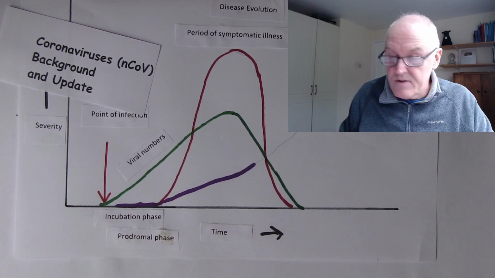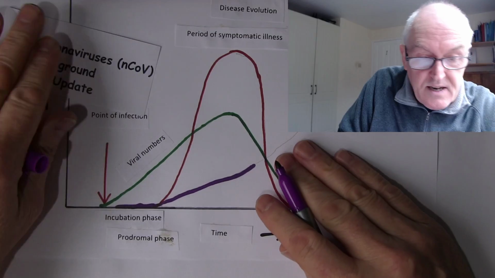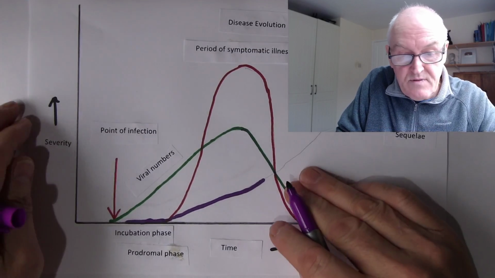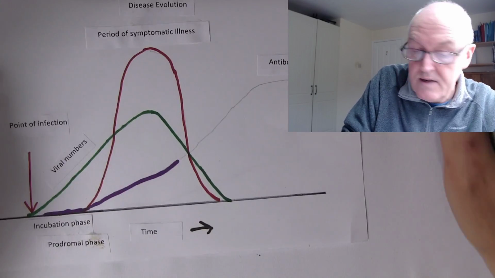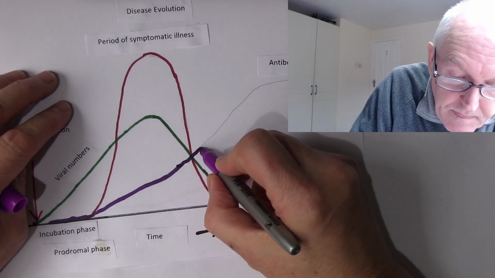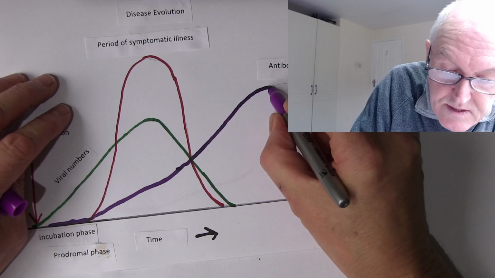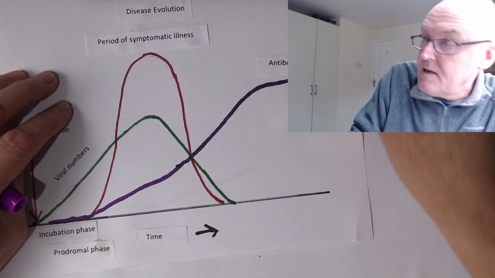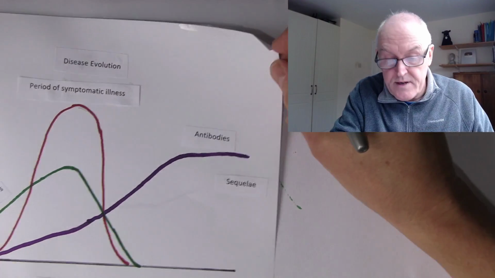But the number of antibodies will go on increasing for a period of time. So the number of antibodies will go on increasing until it plateaus out. And then they'll stay there for a period of time.